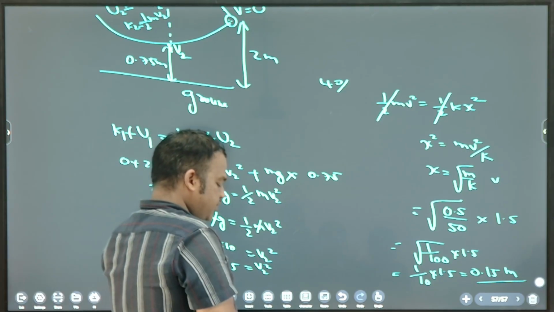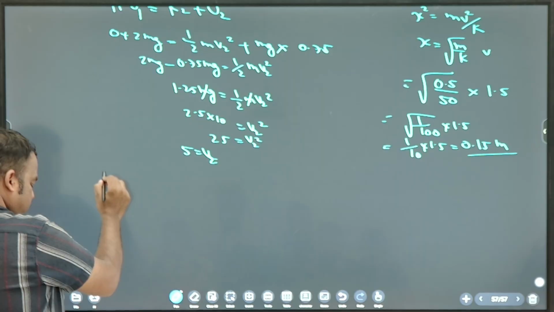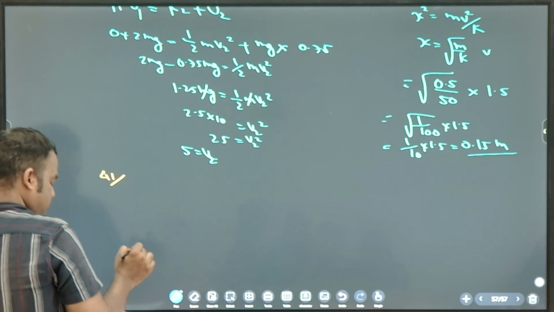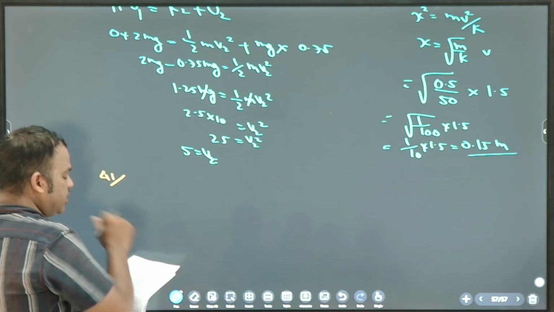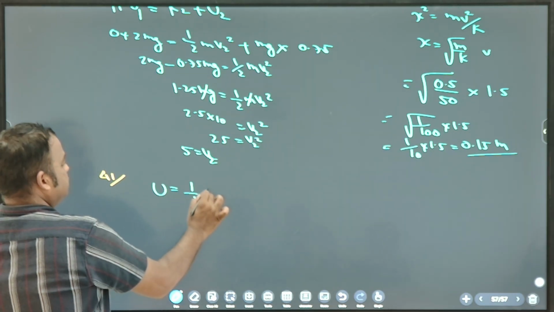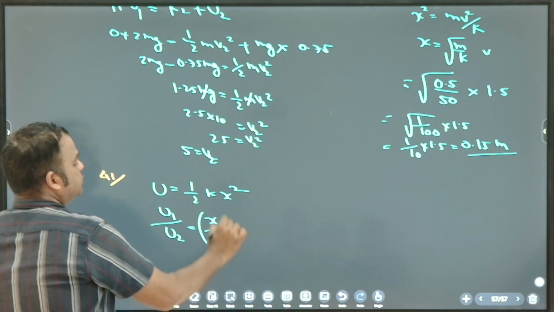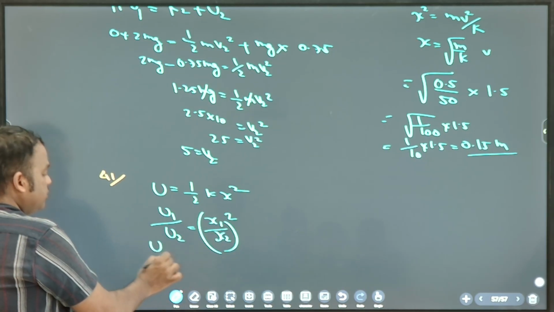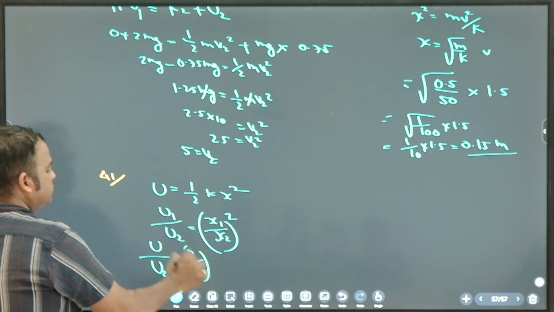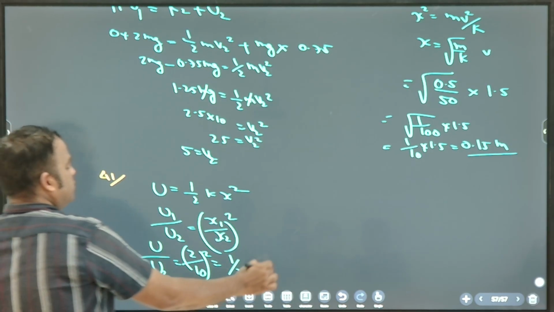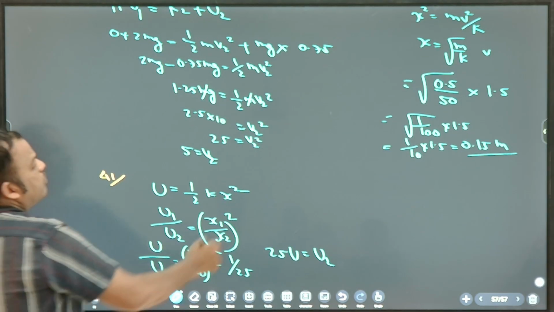A long spring stretched by 2 centimeter. Potential energy is U. If the spring is stretched by 10 centimeter, what is the potential energy? What is the formula for potential energy? Half kx square. So what is U1 by U2? X1 by x2 whole square. Now U1 is U, U2 you have to find. What is x1? 2. x2 is 10. So 1 by 25. So 25 U is equal to U2. 25 U, note down.